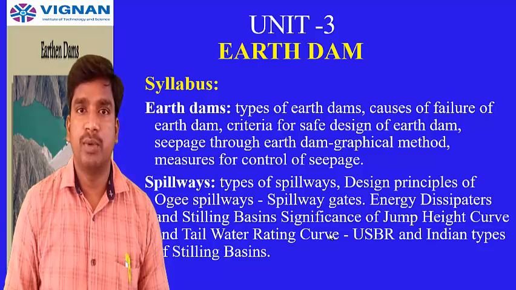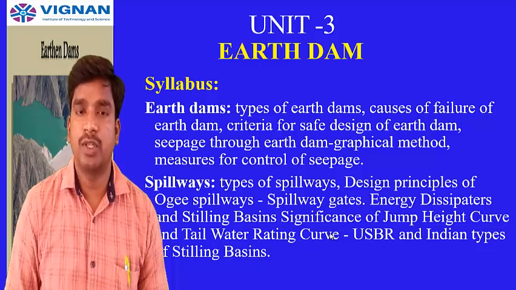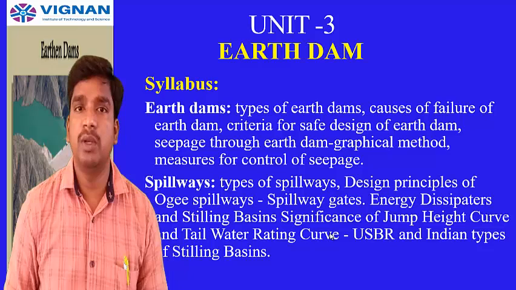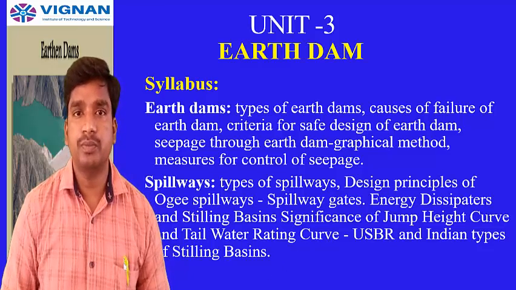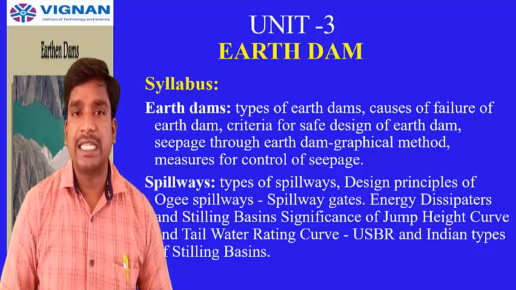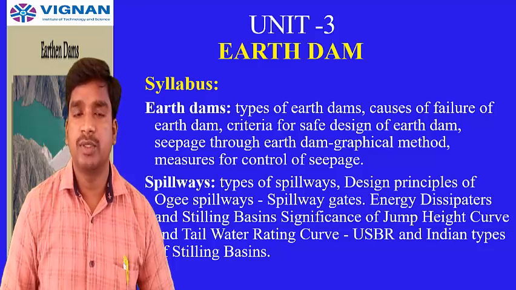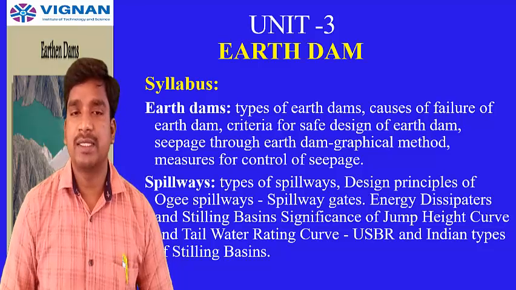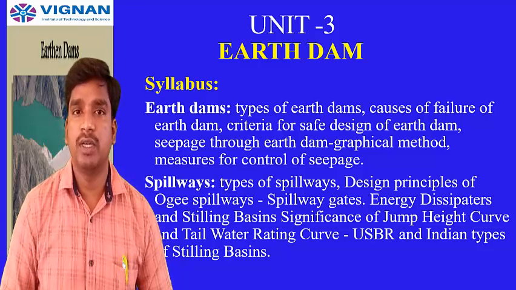Now we are going to discuss the third unit, which has two different topics. One is earth dams and the second topic is spillways. So in the first half we are going to discuss what an earth dam is and what the different types of earth dams available are, and also how the classification of earth dams is made, based on what criteria, and also we will discuss the causes of failure of earth dams.